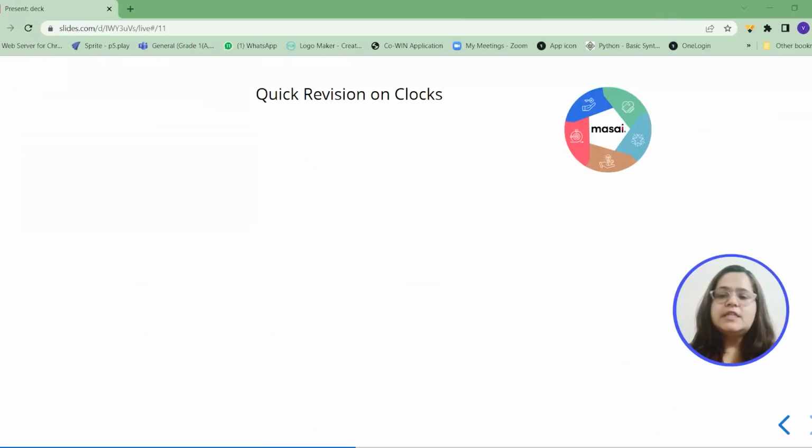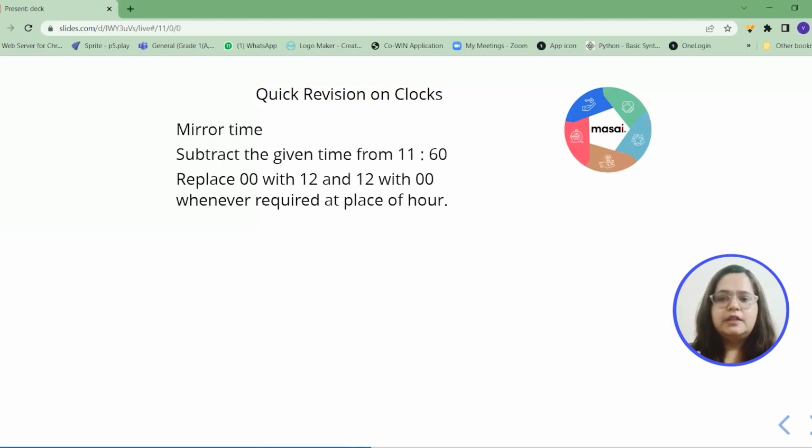So the very first type that we have done under clocks was the mirror time. In the mirror time, what we have to do is subtract the given time from 11:60. And there are two important points you have to remember here. First, replace 00 by 12, and second, replace 12 by 00 whenever required. So when the answer you get is negative, replace 12 by 00. Whenever the answer you get is 00, replace 00 by 12. Okay, so those are the few points under mirror time.